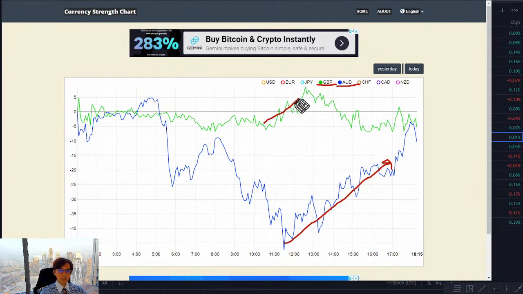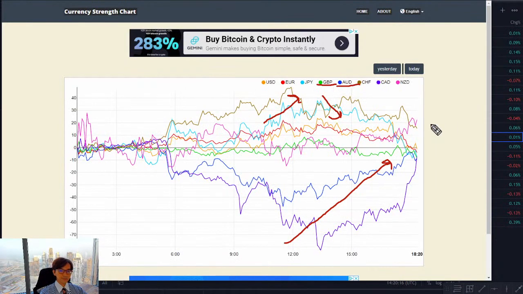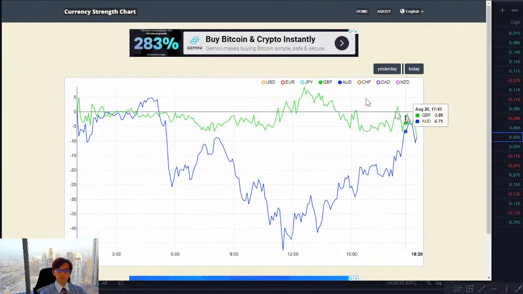Previously, there was a big up move and down move, but right now it's quite ranging. So the pound's currency strength is a bit flat, but AUD is strong. Let me just put these ones up again. So yeah, pound flat and AUD getting stronger.